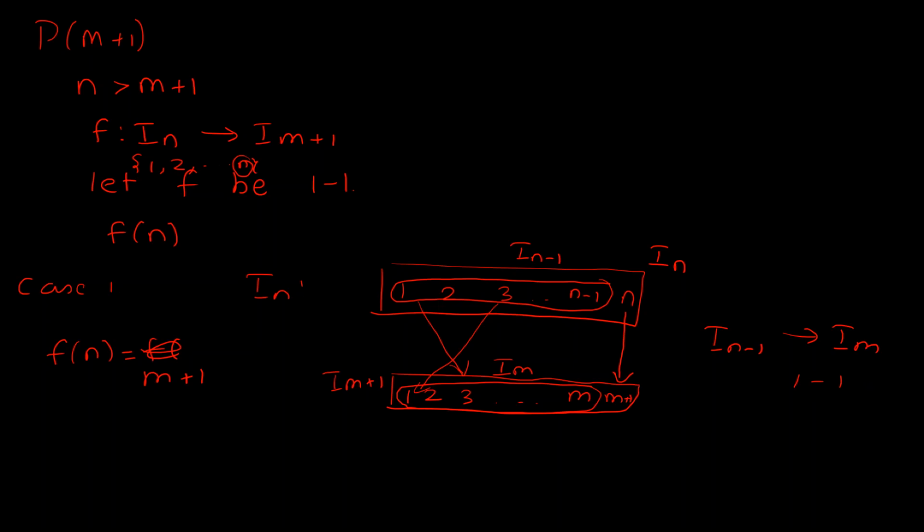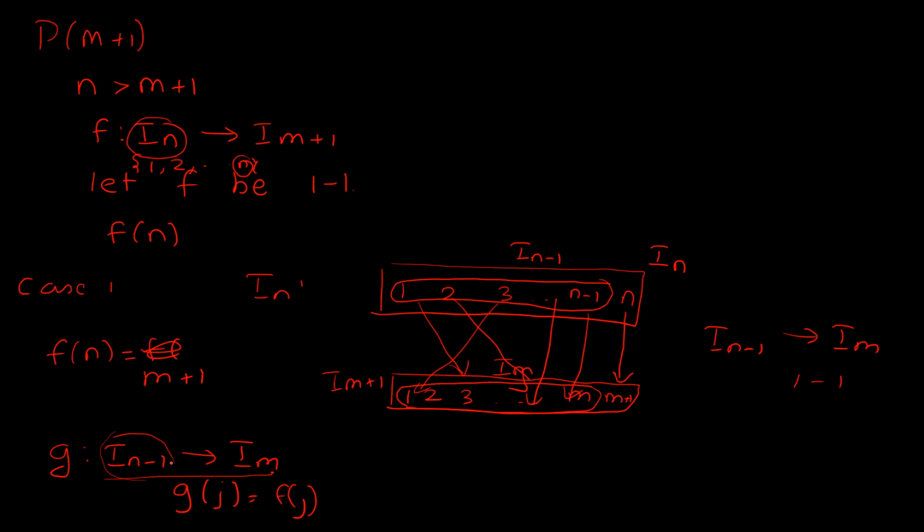Whatever is mapped inside these smaller subsets, I will say that it's a function g. I will say that it is a function from I_(n-1) to I_m, given by g of j equals f of j. It is basically the same function f, but I have just changed the domains, taking the subsets. I_(n-1) is a subset of I_n, and I_m is a subset of I_(m+1).